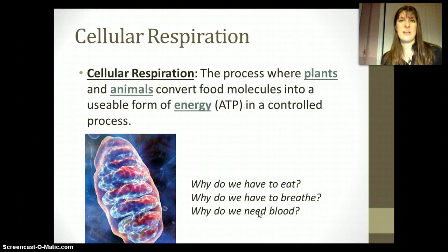We can look at a lot more questions than just these three, but I want you to keep these three questions in the back of your mind as we talk about the cellular process so we can connect it to ourselves as a big whole as well.